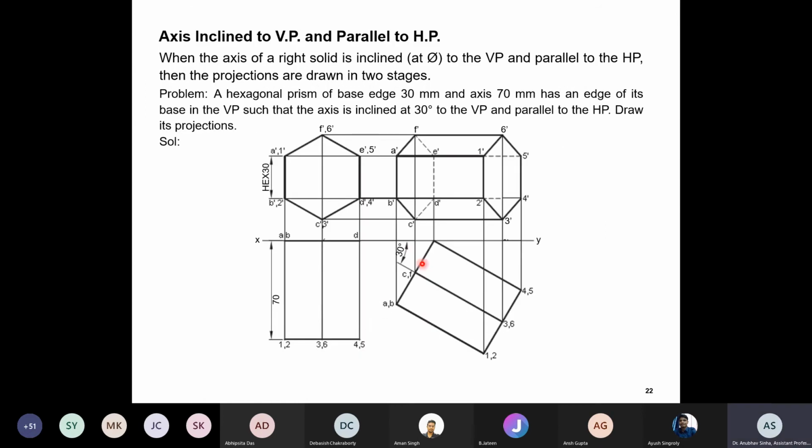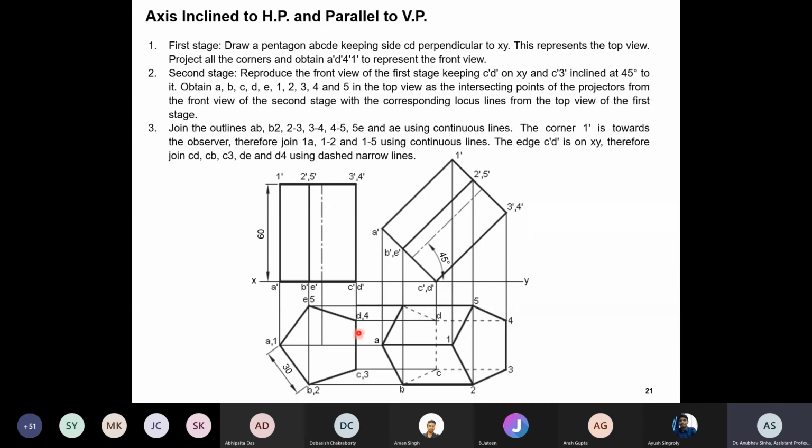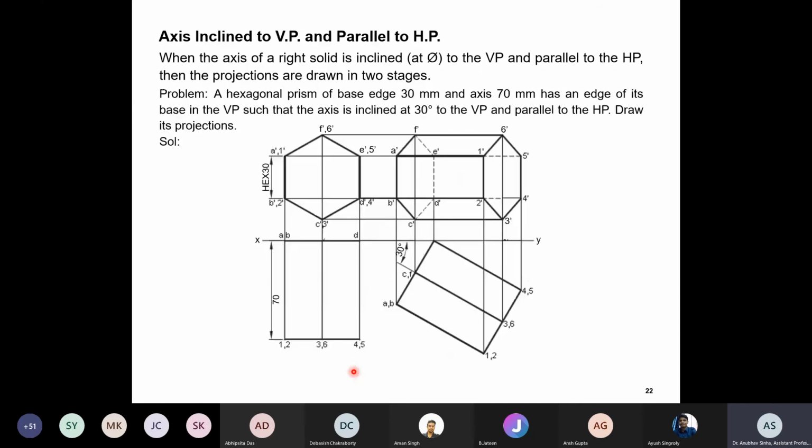Similarly, you can also draw for another case where your axis is inclined to both. Basically, it is lying earlier. We made this, and we see the pentagon in the polygon in the front top view. Now, exactly the same case, the difference is that we are seeing the polygon in the front view. That's all.